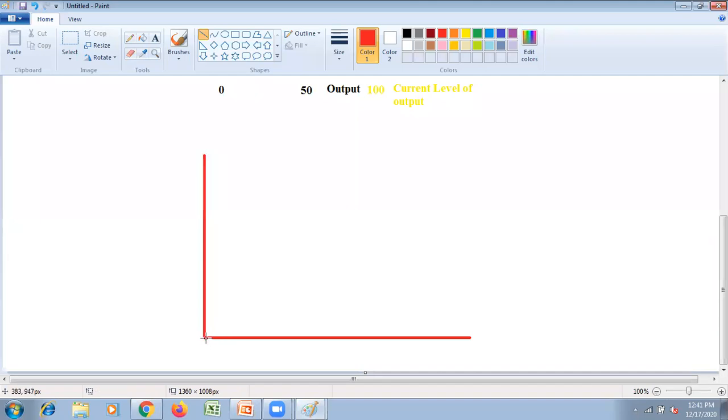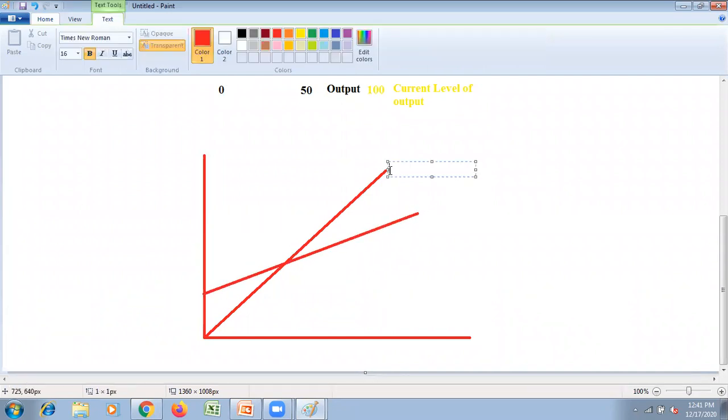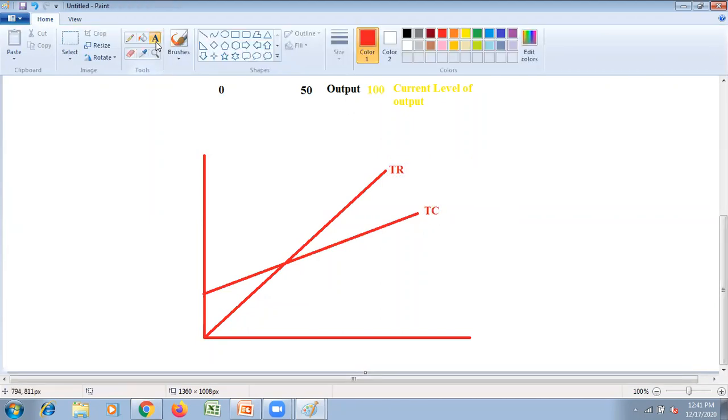All right. Now let's say this is the total revenue. Okay, you know about it. This is total cost. Let me quickly label it. Total revenue. This is total cost. And this is, let's say, the break-even point, and if we drag it downwards towards the x-axis, we'll get the break-even level.